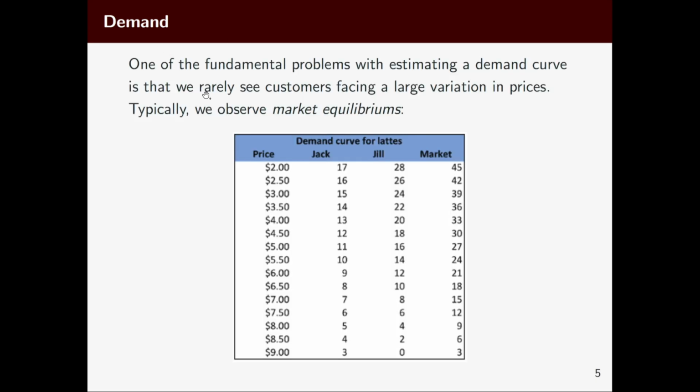And so this is one of the fundamental problems of trying to estimate a demand curve, is that we rarely see customers facing large variation in prices. So for example, here's a demand curve for lattes, right? At $4.50, Jack is demanding 12 lattes. Maybe this is per month, hopefully per month. Jill is demanding 18, and so the market demand at that price is 30. But if the price of lattes is $2, well, Jack's going to demand a lot more, and Jill's going to demand a lot more. We add those up, and the market's going to demand, again, a lot more.